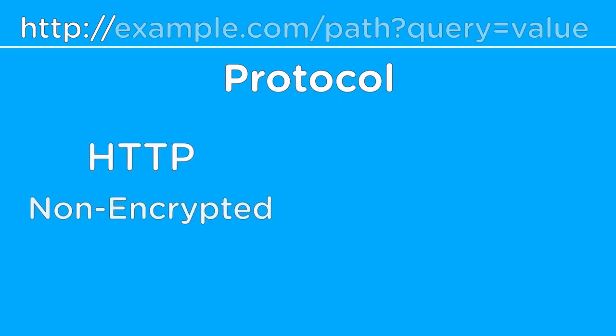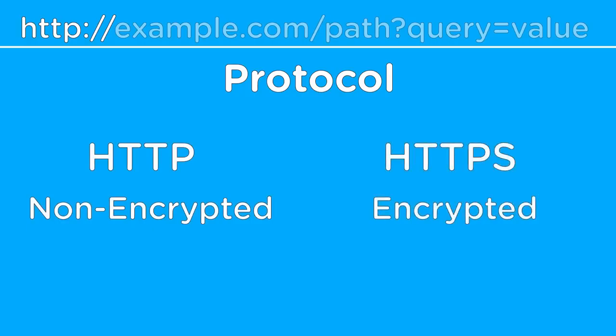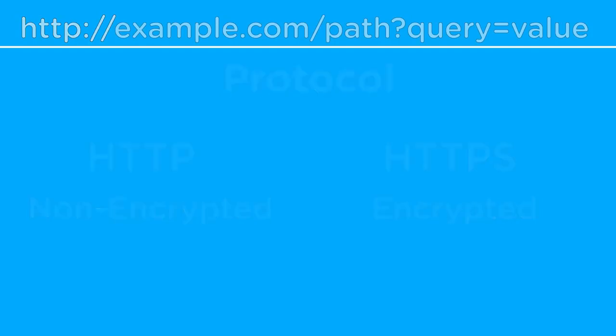Let's break apart a typical URL. At the beginning, we have the protocol for the request. The only thing that the protocol does is tell the server if the request is encrypted. HTTP is for standard non-encrypted requests, and HTTPS is for encrypted requests. Other than telling the server if the request is encrypted or not, the protocol doesn't affect the way the server handles requests and can be ignored.